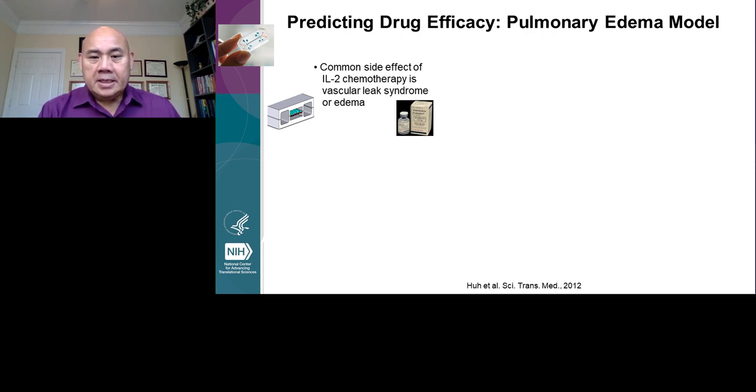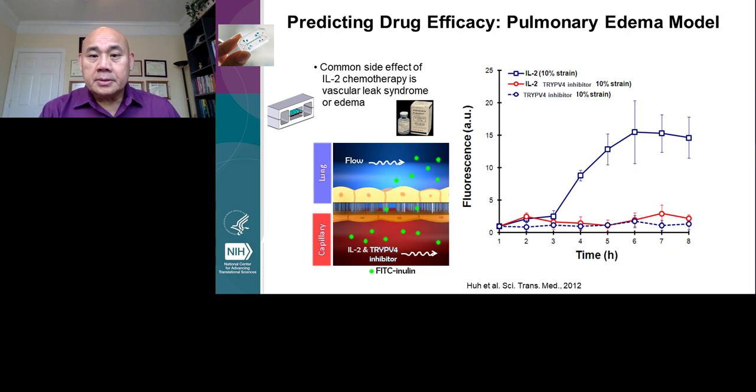So here's an example where the lung on a chip is used to model pulmonary edema, where it's very hard, if not difficult, to model this condition in any animal or even in vitro system. So the scenario is to look at IL-2 chemotherapy, which is used primarily as an indication for kidney cancer and melanoma, but has the unfortunate side effect in a few instances of vascular leakage syndrome.